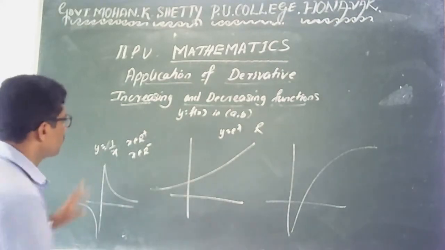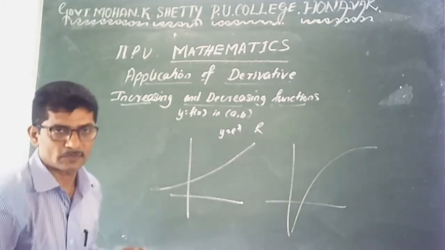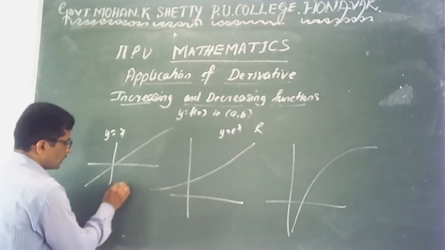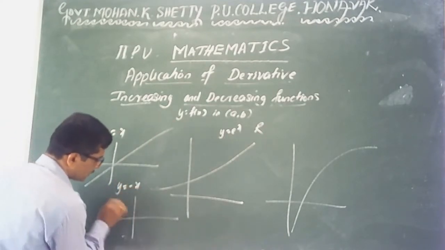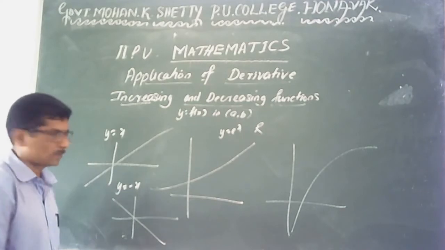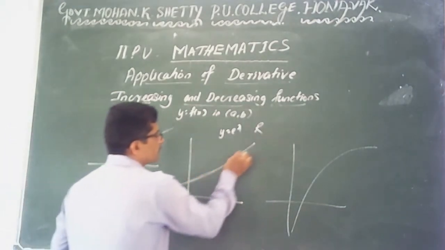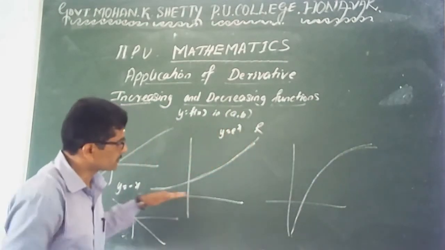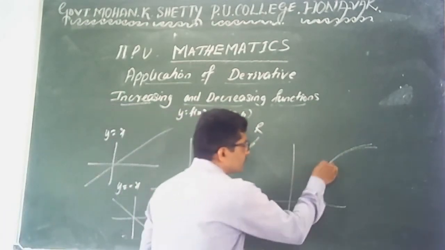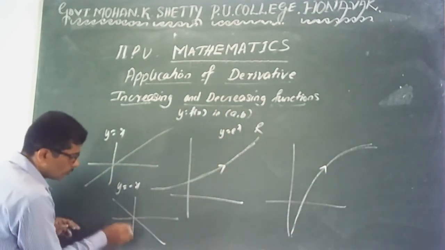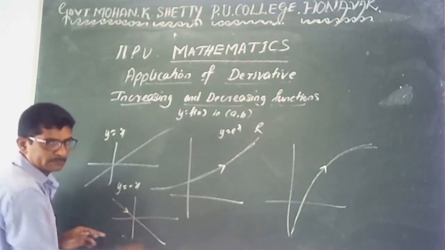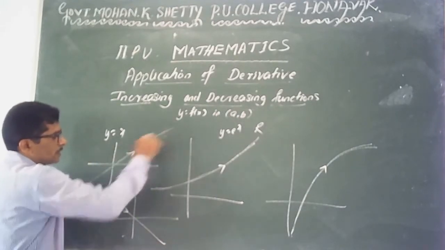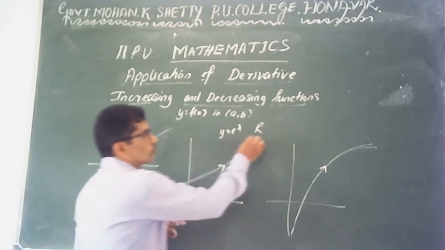Is it clear? It belongs to the domain. You can say y is equal to x, the straight line like this. Y is equal to minus x, the straight line like this. In the whole domain, this function is always increasing. As x increases, y is also increasing. Upward direction is always increasing. In this one, in the whole domain, the function is decreasing. As x increases, the y value decreases. Where x increases and y is increasing, these functions are said to be monotonically increasing.